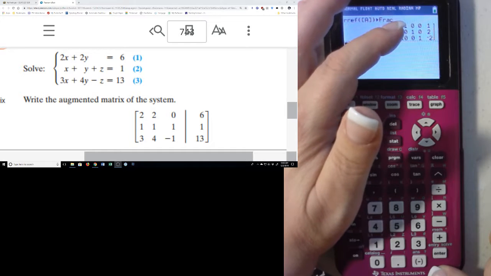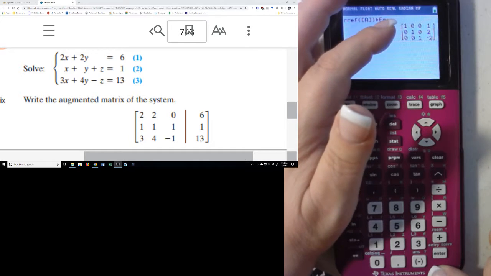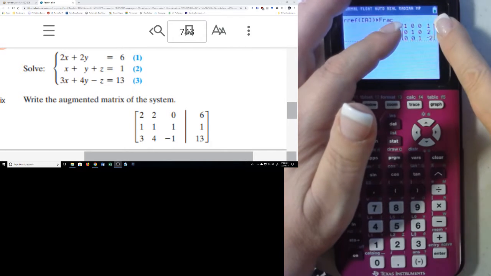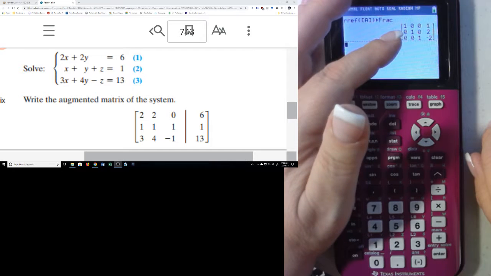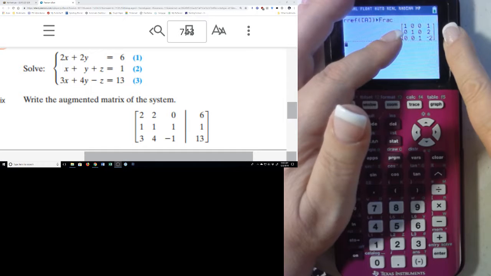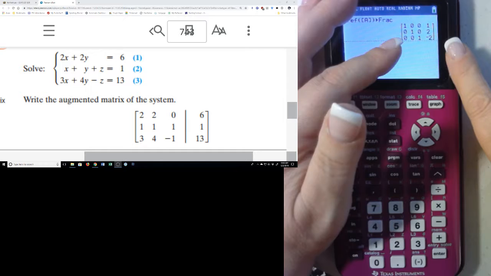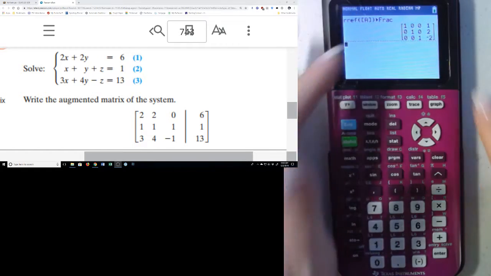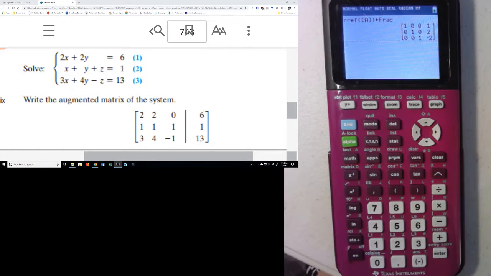I've got a 1 in the first position in the first row where the x should be, and on the right-hand side, 1, so that is x equals 1. On the second row, I've got a 1 where the y should be, and on the right-hand side, that's a 2, so that is y equals 2. And in the third row, I've got a 1 where the z should be, and on the right-hand side, I've got a -2, so that is z equals -2. So I have a solution for this system of equations: x equals 1, y equals 2, and z equals -2.